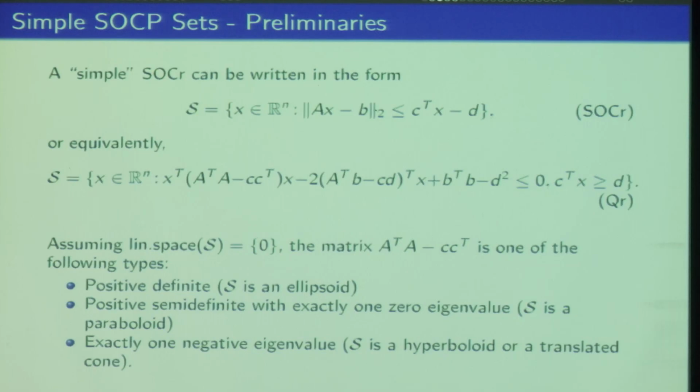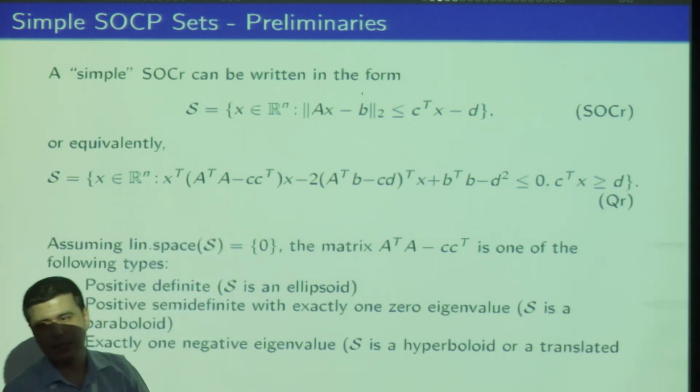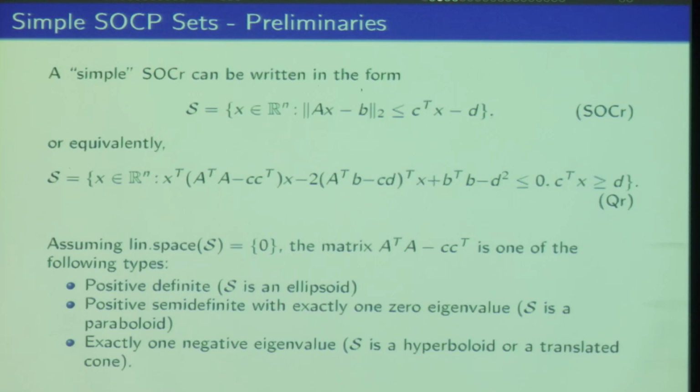Assuming that the linearity space is trivial, the analysis boils down to understanding this matrix and the eigenvalues of this matrix. If this matrix is positive definite, you end up with an ellipsoid. If you have a single zero eigenvalue, you end up with a paraboloid. And if you have one negative eigenvalue, you have a hyperboloid. Such a matrix cannot have more than one negative eigenvalue. So this is enough to look at.